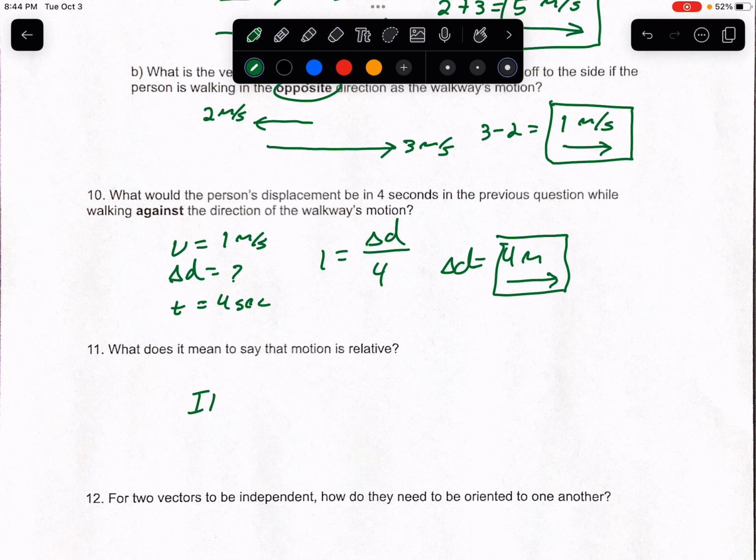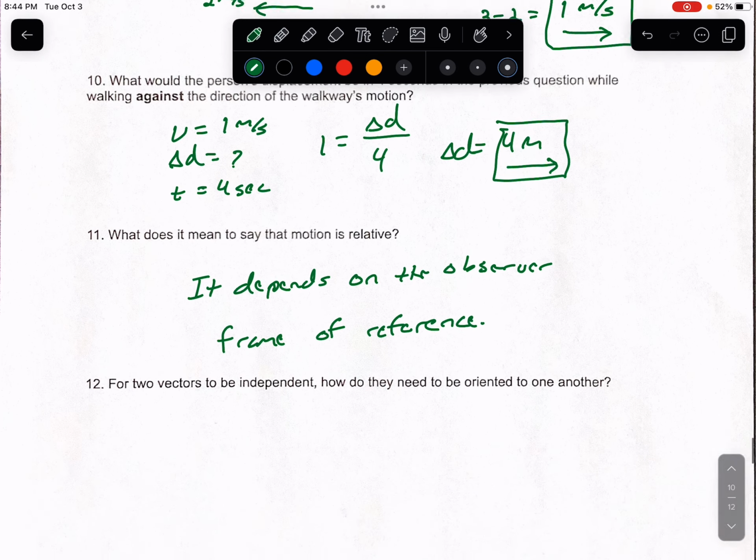That means it depends on where you're observing it from. So it depends on the observer. That means you may see something different than I am because of where we are. So that is also in relation to your frame of reference: how you are comparing it to something else versus how someone else is comparing it to something else.